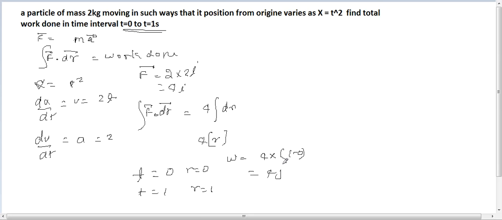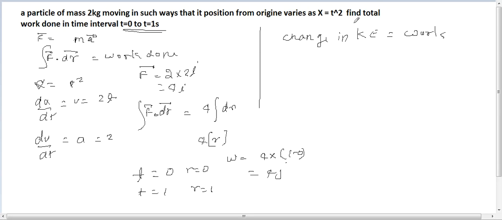By this approach we can find work done. In the second approach, what we can do is use change in kinetic energy. Change in kinetic energy is equal to work done.